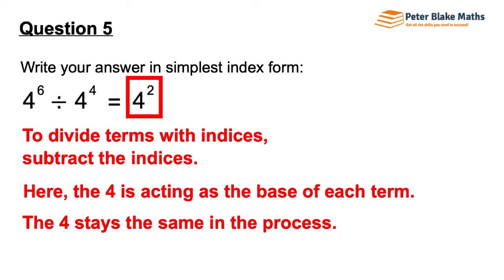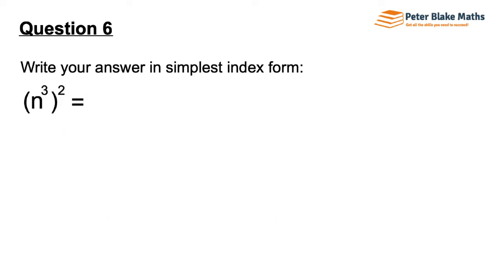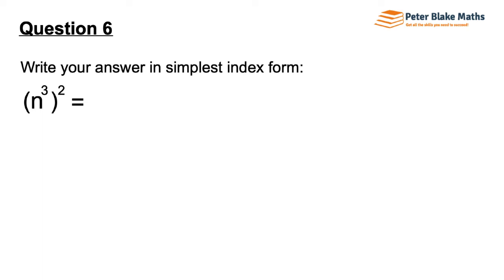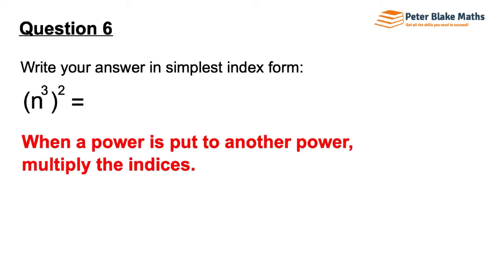Question 6. Write your answer in simplest index form. We have n cubed in brackets all to the power of 2, or n cubed squared. When a power is put to another power, we multiply the indices. So we're going to multiply 3 by 2 and make 6. And our final answer will be n to the power of 6.